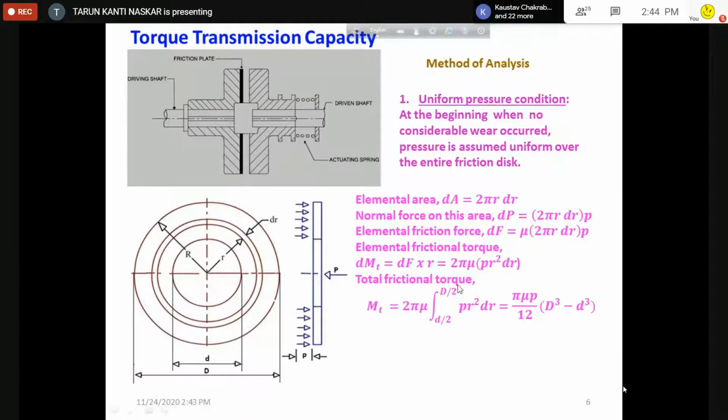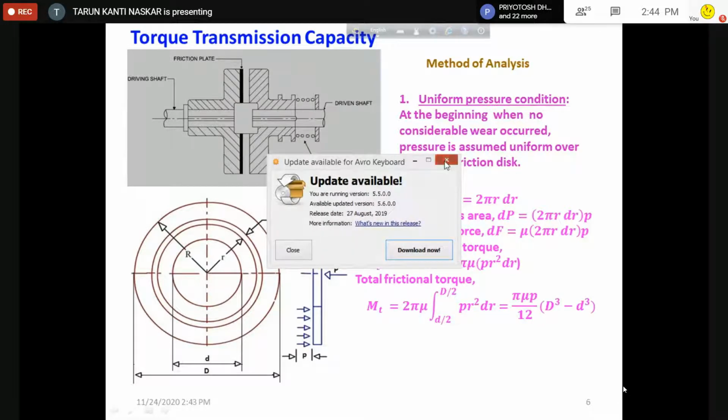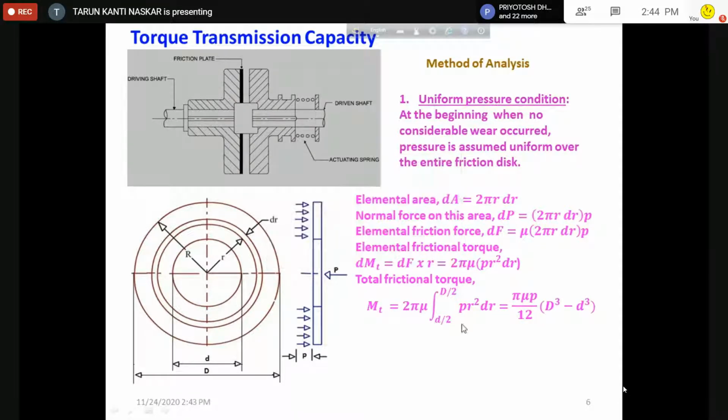So the total frictional torque will be 2 pi mu, and this r is variable, so the value will be from small d by 2 to capital D by 2, that is the integration limit, of p r squared dr. So this is the integration.